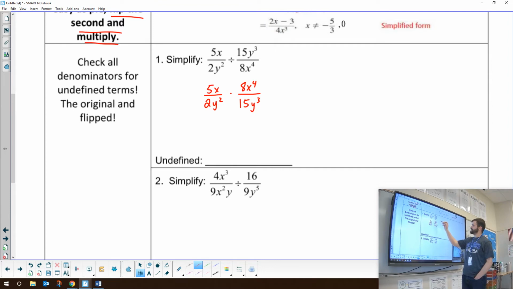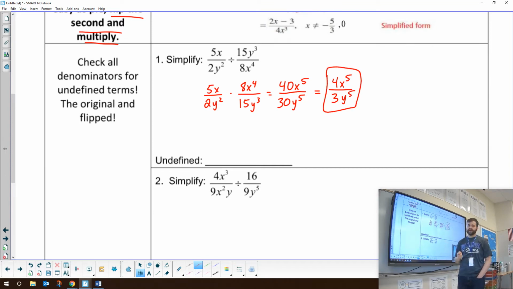Now, we're going to multiply across the top, multiply across the bottom. So 5x times 8x to the fourth is going to be equal to 40x to the fifth. And then 2y squared times 15y cubed is going to be 30y to the fifth. Then we just need to reduce it. 40 over 30 can reduce to 4/3. And x to the fifth and y to the fifth can't simplify at all, so they just stay right there.